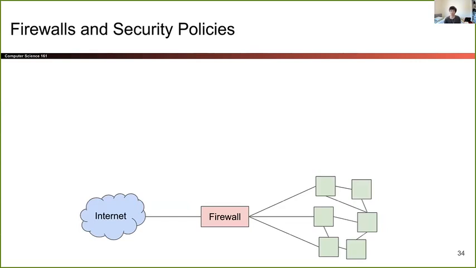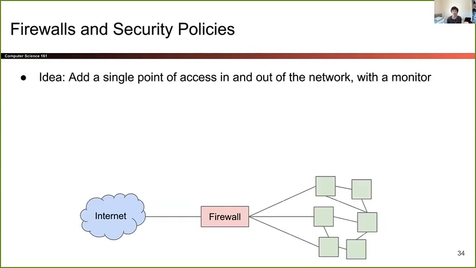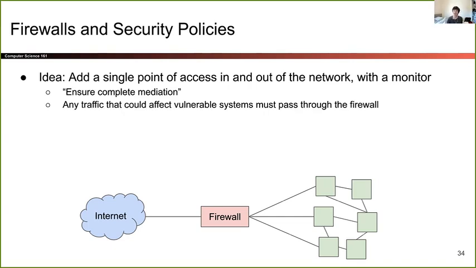This is a general diagram of what we'll be talking about very shortly. But the idea is to add a single point of access into your network and out of your network. This point of access is going to be a reference monitor. So think all the way back to ensure complete mediation, again from lecture 1. And any traffic that could affect your vulnerable systems, the idea is it has to pass through this firewall.